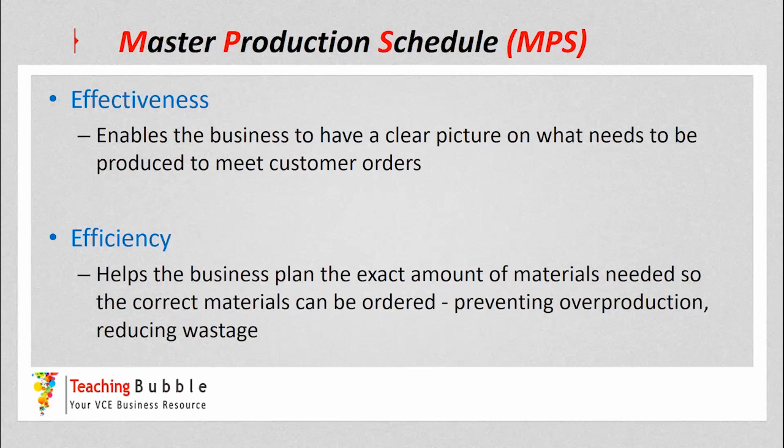So all these strategies can sort of link together. So, first of all, the business may decide to forecast and therefore develop a master production schedule based on that forecast, so that they know exactly what they're going to produce for each particular good or service.